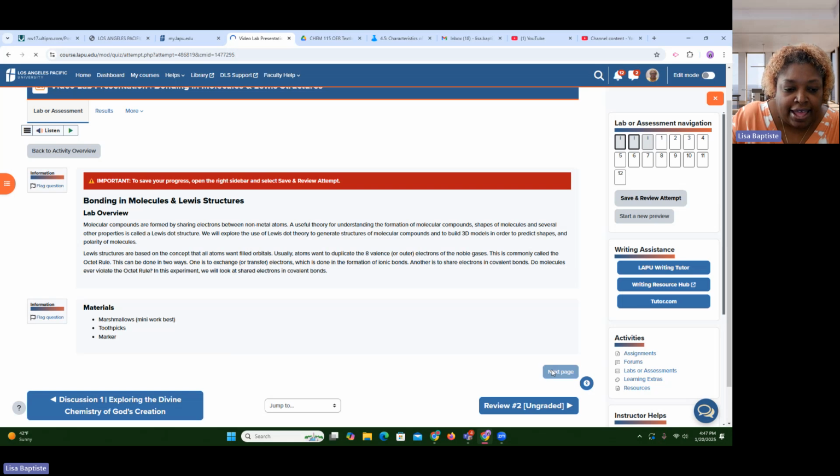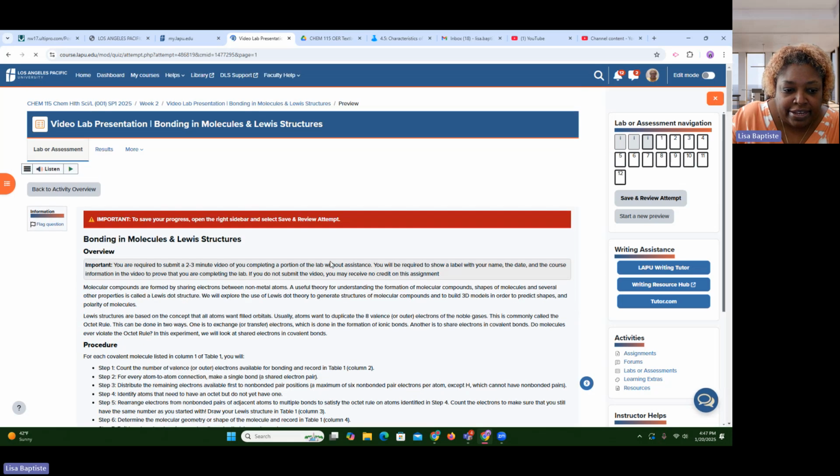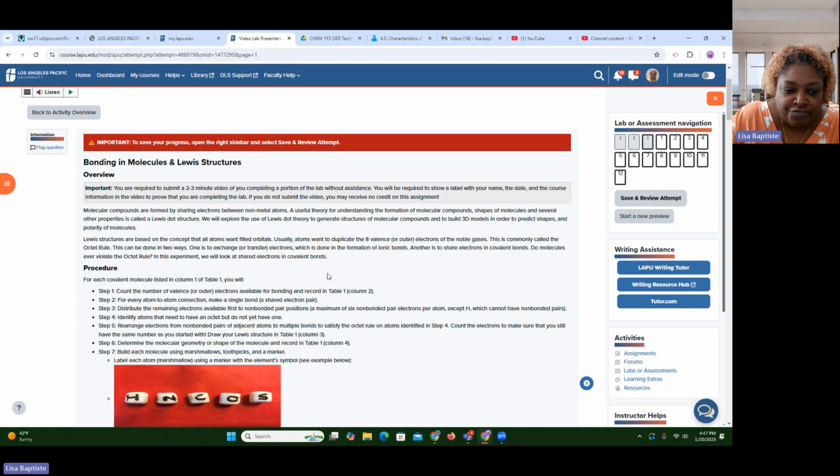If you look at the next page, this gives you your instructions. First of all, you're required to submit a 2 to 3 minute video of you completing a portion of the lab without assistance. You will be required to show and label with your name, the date, and the course information in the video to prove that you are completing the lab. If you do not submit the video, you may receive no credit on this assignment. This is only a portion of the lab, so you do not need to videotape yourself doing the entire lab, just as long as you show a label.